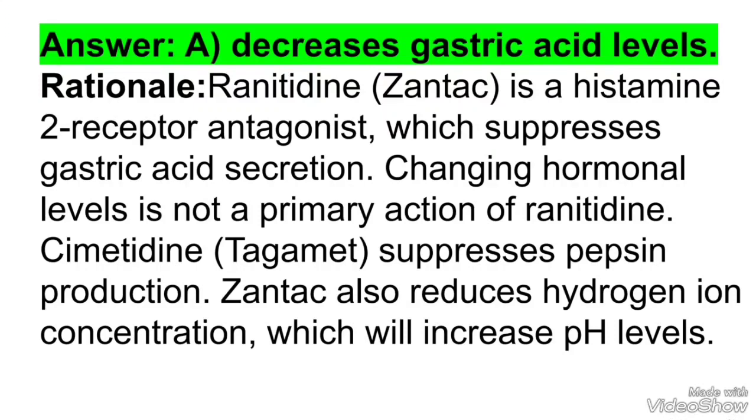Rationale. Ranitidine is a histamine 2 receptor antagonist, which suppresses gastric acid secretion. Changing hormonal levels is not a primary action of ranitidine. Cimetidine suppresses pepsin production. Zantac also reduces hydrogen ion concentration, which will increase pH levels.